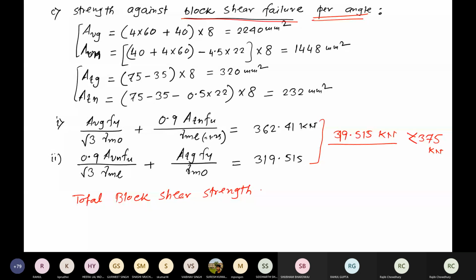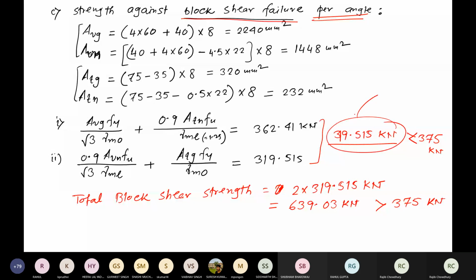2. So 2 times 319.515 kilonewton becomes 639.03 kilonewton. Now this is obviously greater than 375 kilonewton. So this one was basically for a single angle.